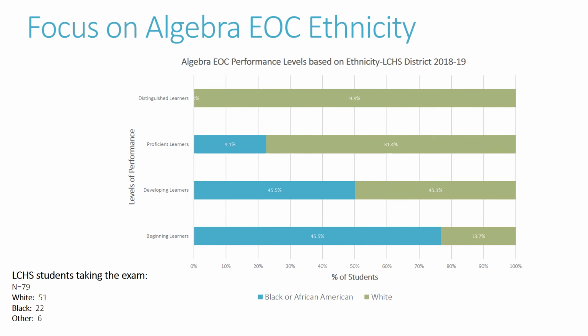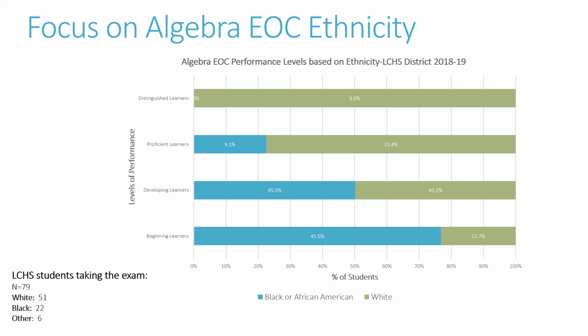On the other hand, when I narrowed the data among ethnic groups, there was a vast difference. Twice as many white students took the exam than black students. Out of the 79 students that took the exam, 51 were white, 22 were black. As you can see, the black students scored 91% below proficiency compared to the white students at 59%. Only 9% of the black students passed the exam, scoring only 9% of proficiency and having no distinguished learners. White students passing with a proficiency or higher score was a little over 41%.